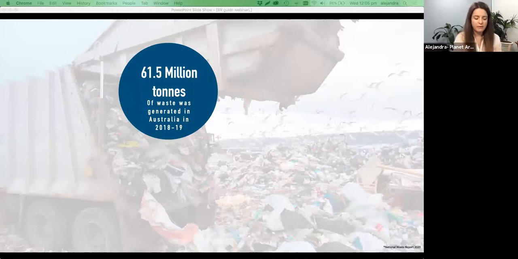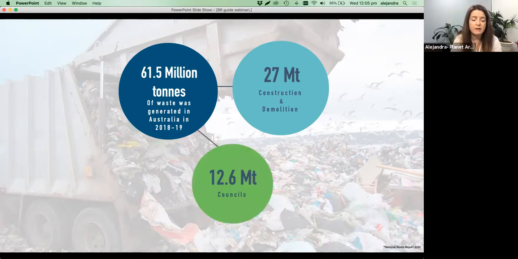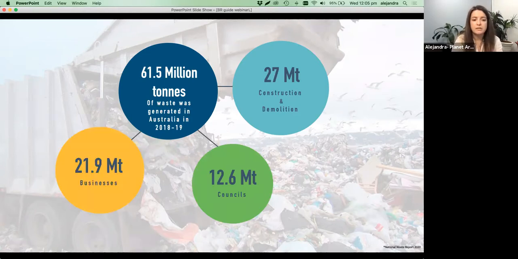Before we start, this is just to give you a little bit of background on waste in Australia, and this is all from the National Waste Report last year. At the moment, we generate 61.5 million tons of waste. Out of those, 27 million tons is generated by the construction and demolition industry, and that's the largest generator of waste in Australia. That is followed by households, which is 12.6. Well, that's actually number 3. And then number 2 is businesses.